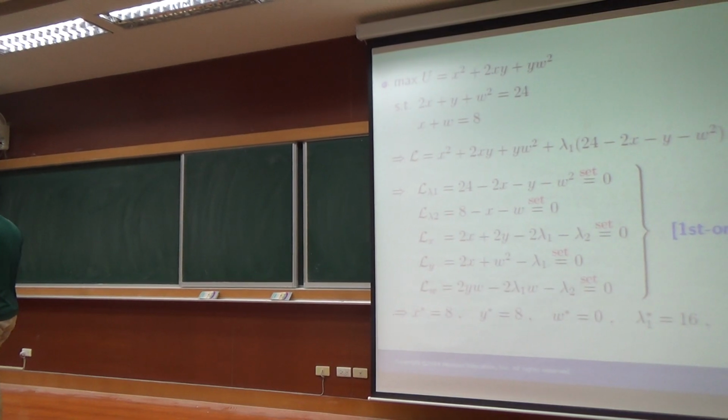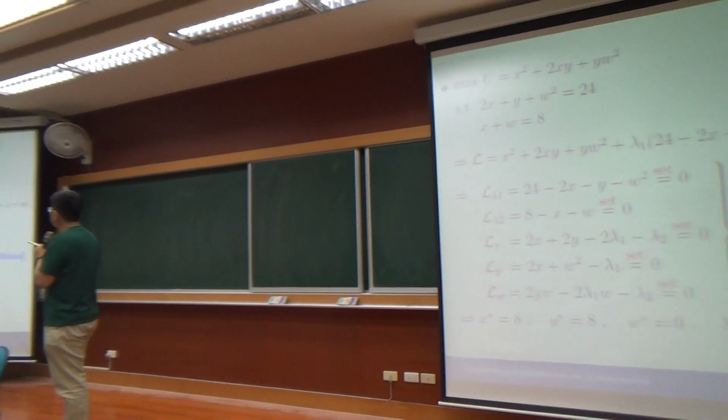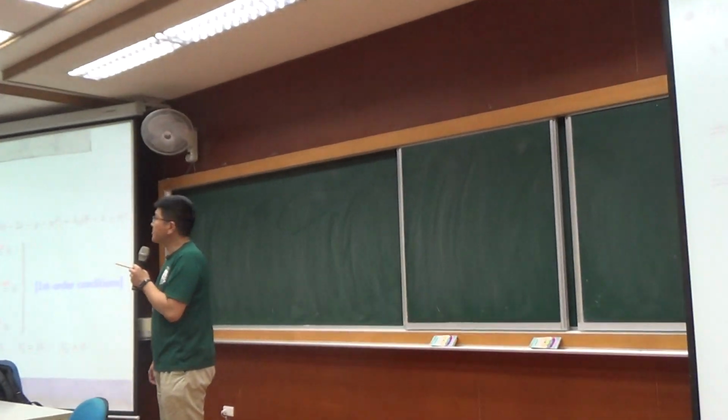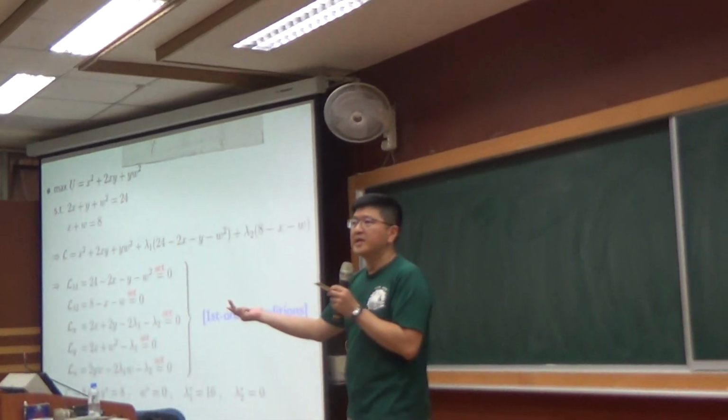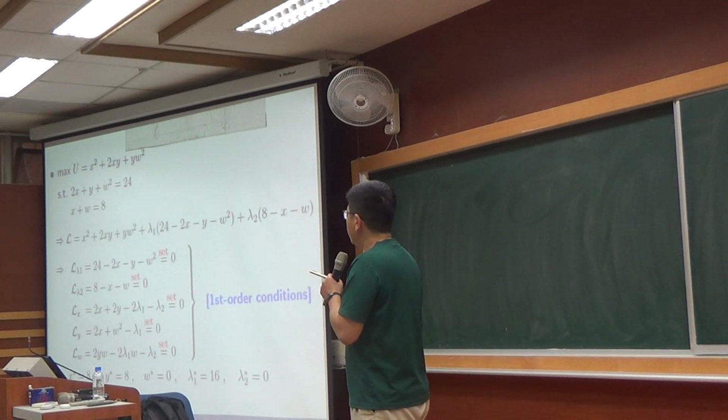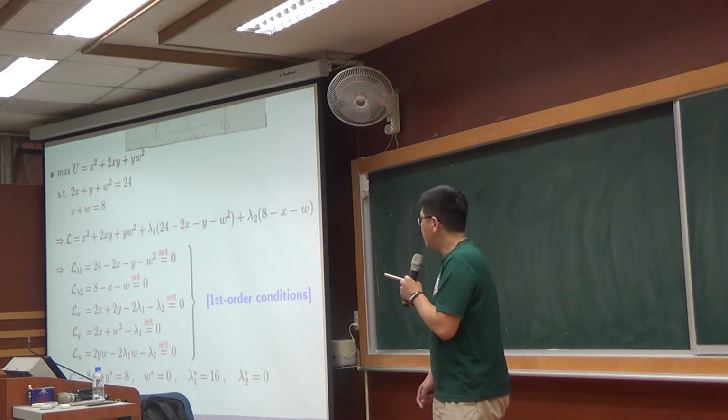u equals x squared plus 2xy plus yw squared. So totally we have three variables here, x, y, and w, right? And we have two constraints, 2x plus y plus w squared equals 24, x plus w equals 8.